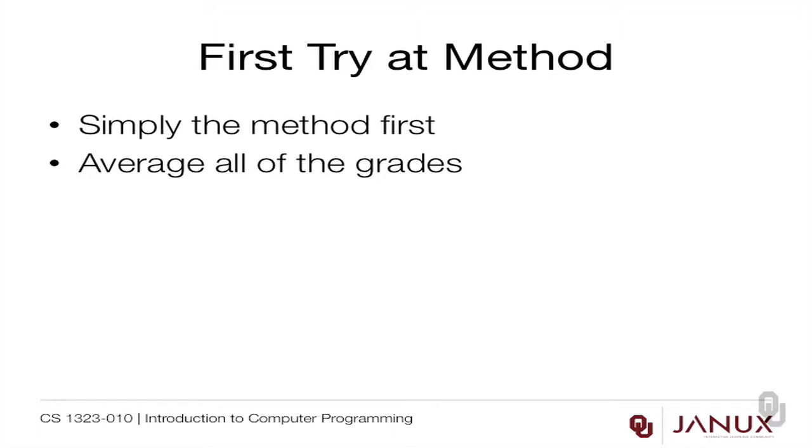Now let's make our first try at a method. So the first thing we want to do is to simplify the method as much as possible. That lets us make sure that our parameter passing is working successfully. Then later on we can go and implement the lowest grade part. This is an important step to learn in programming, is how to create simpler problems to solve and work your way up to more complicated problems a little bit at a time.